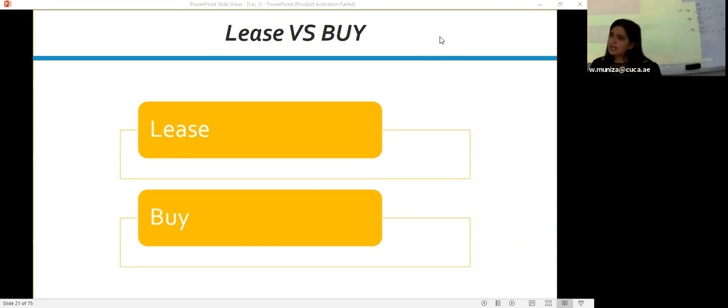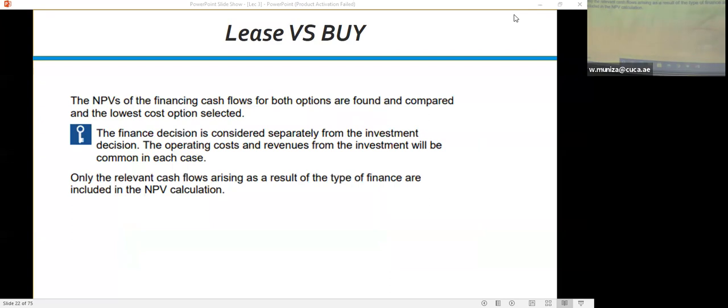So only the owner of the asset gets the tax allowable depreciation, but instead, the relevant cash flows for the lessee would be that on the lease payments, he or she is going to get a relief. But if the organization is buying an asset, then the tax allowable depreciation will be considered. So this is the major difference. They are elaborating it over here.